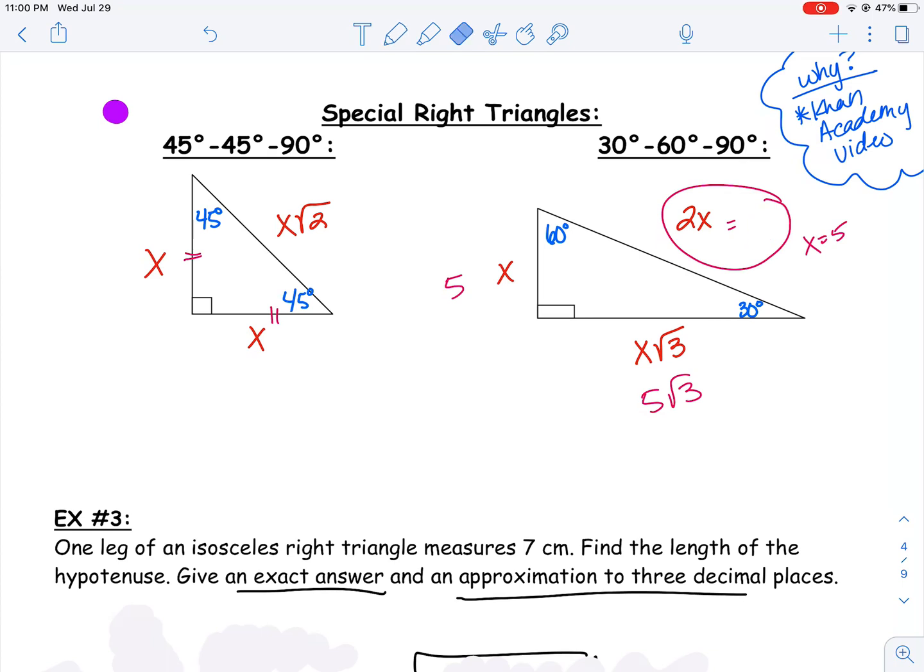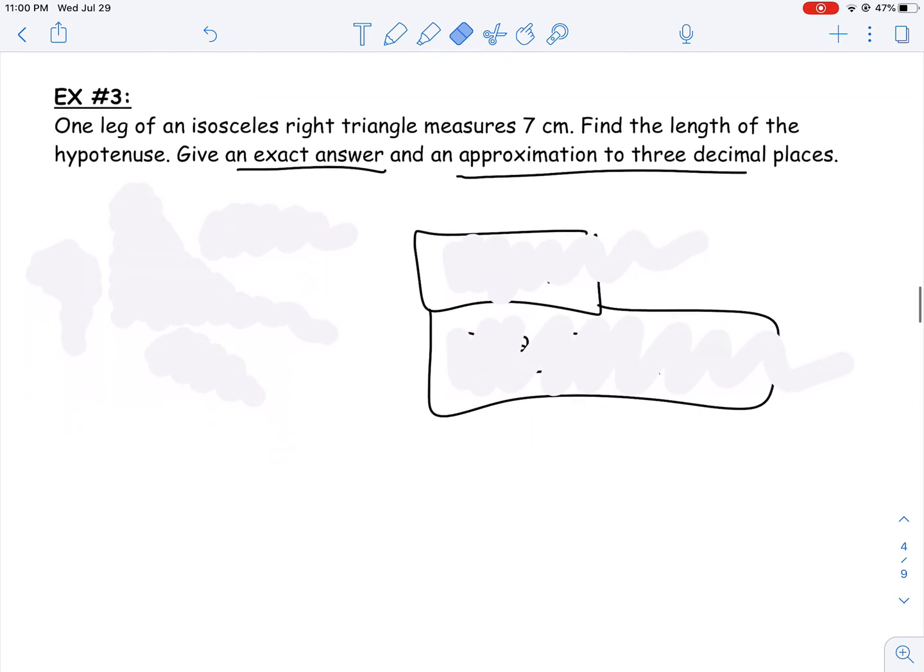Pretty quick, right? Make sure you know those relationships so that you can find all sides of the triangle, even if you only know one. As long as it's a 30-60-90, you can always apply those relationships. All right, let's look at example 3 and 4 real quick.